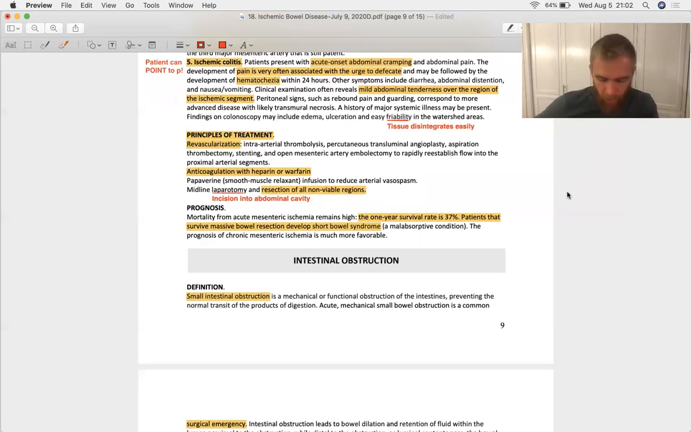Reason being, it's not right in the middle of their body. Your colon goes kind of around the sides of your abdominal cavity, right? Kind of like the sides of a rectangle. First it goes up the right side, and then it goes over the top, and then it goes down the left side. So the patient's not going to have pain all over the place like they would if their superior mesenteric was completely occluded.